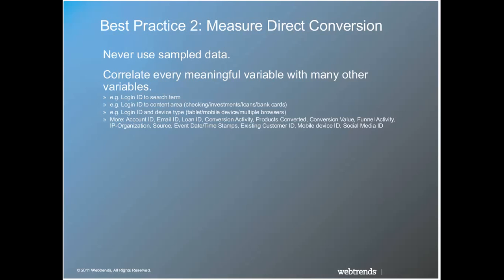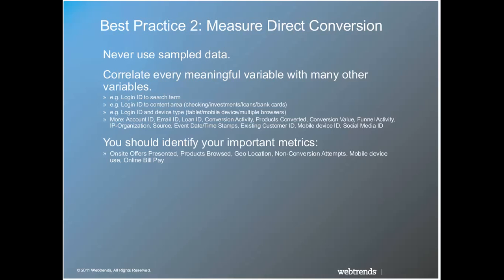You want to make sure you're looking at specific variables like login ID and correlating those to other important variables like search term, or someone's login ID and what area of the site they looked at. If someone tells you they're interested in an investment account as opposed to a bank card, you want to make sure your message and targeting is relevant to exactly what they told you they're looking at. You can also correlate login ID and device types and other things, loans, conversion values, mobile device ID, and other details. What you want to do is identify your important metrics.